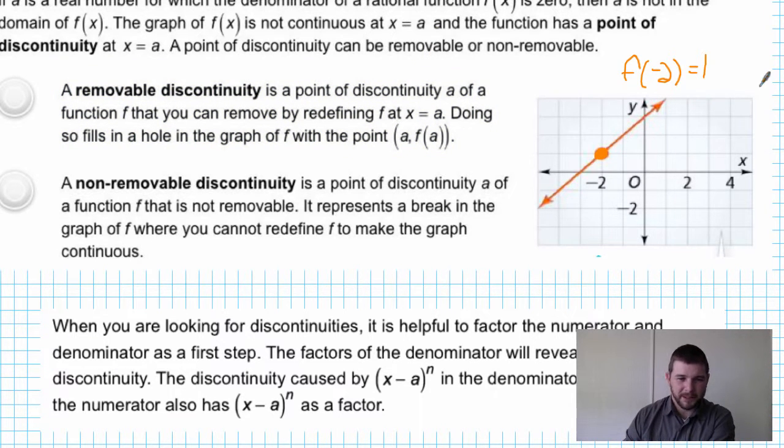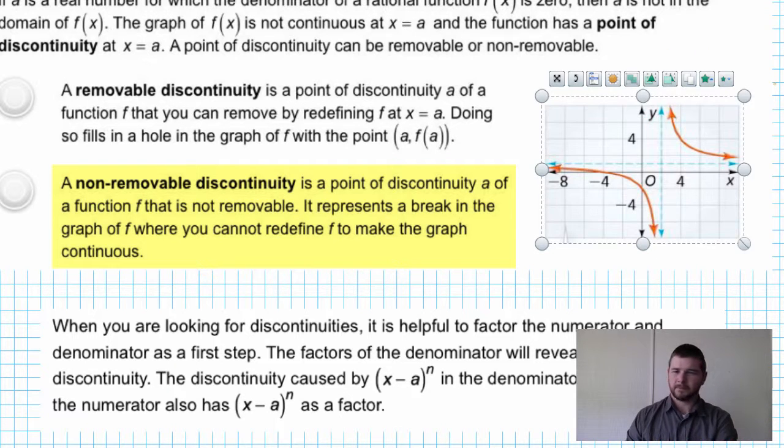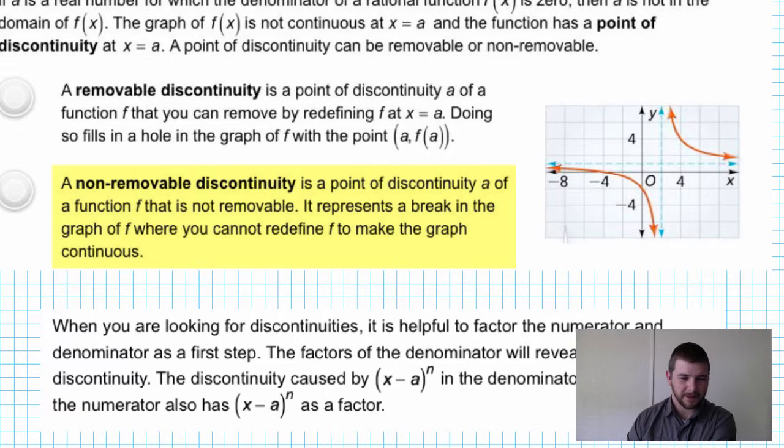A non-removable discontinuity is a point of discontinuity a of a function f that is not removable. It represents a break in the graph of f where you cannot redefine f to make the graph continuous.